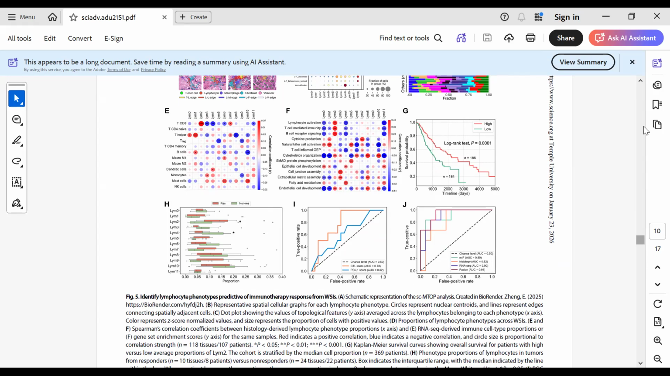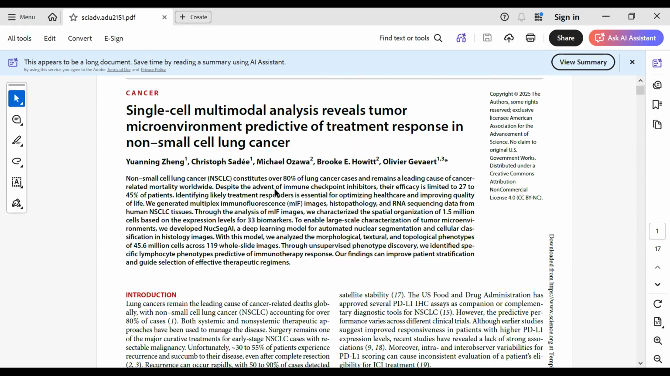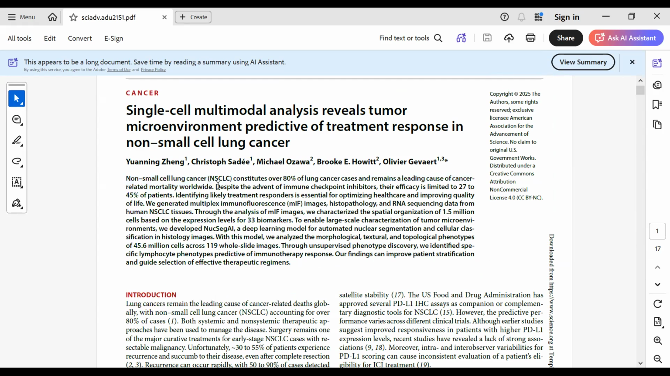So if we go back to our abstract, overall, they have shown this. For example, here they have written this: non-small cell lung cancer constitutes over 80% of lung cancer and remains a leading cause of cancer mortality. Of course, this sets the background for the research. And the real problem is, despite the advancement of immune checkpoint inhibitors, their efficacy is limited to 27 to 45%. Even though we have several checkpoint inhibitors, their efficacy is low. That's what they are saying.